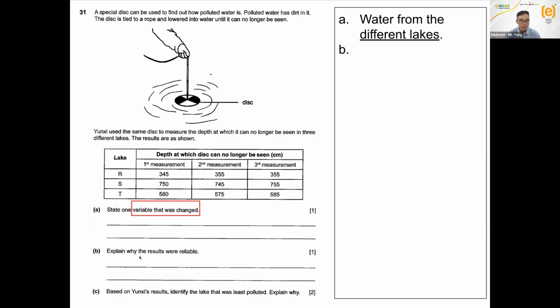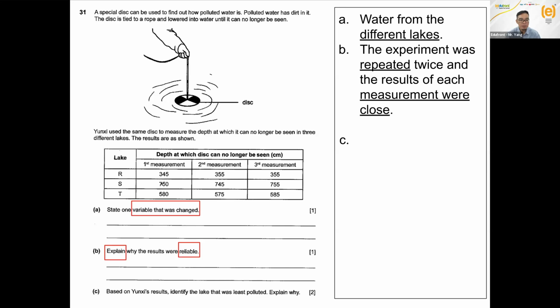Okay, B, explain why the results are reliable. Why is it reliable? Because the experiment was repeated more than once, right? In fact, it's repeated twice. First measurement, second measurement, and third measurement.